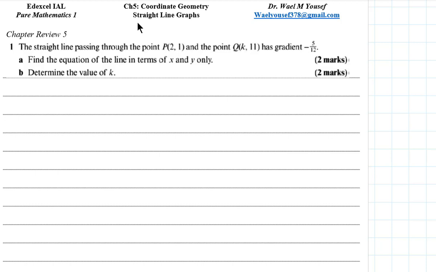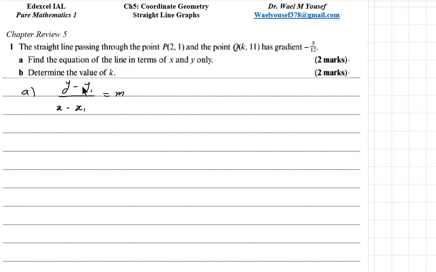In this video, we'll solve classified past papers of Chapter 5, which is Coordinated Geometry, Straight Line Graphs. For Chapter Review 5, question number 1, the straight line passing through the point P (2, 1) and the point Q (k, 11) has gradient -5/12. Find the equation of the line in terms of x and y only. Piece of cake, of course, right?